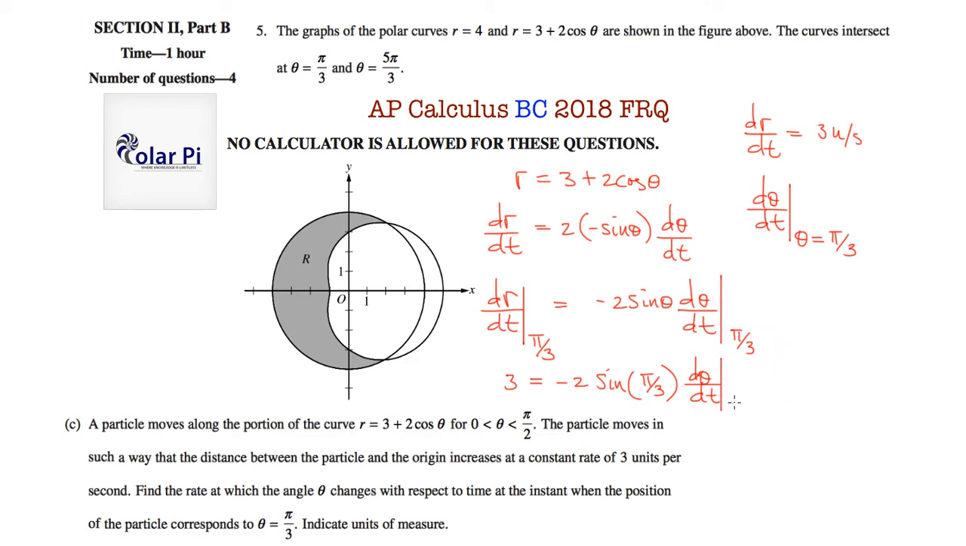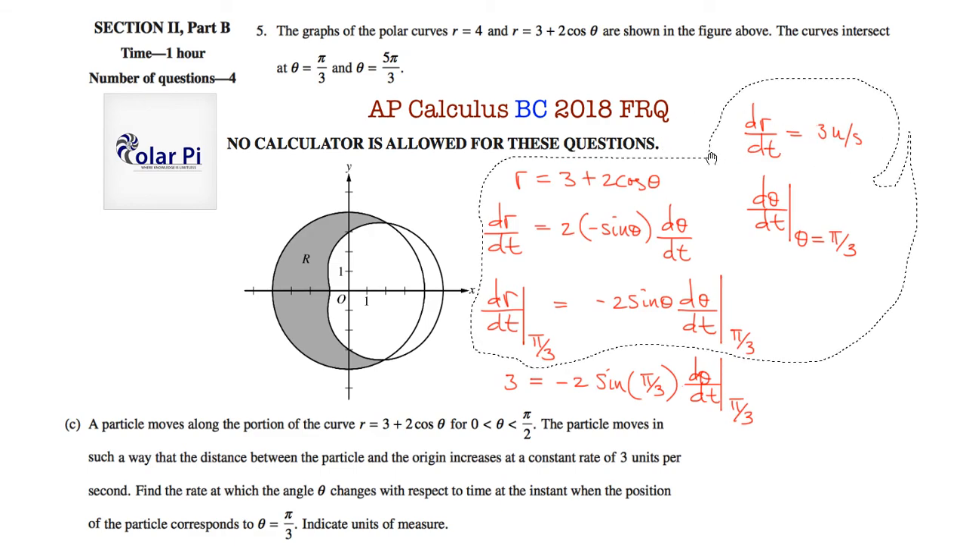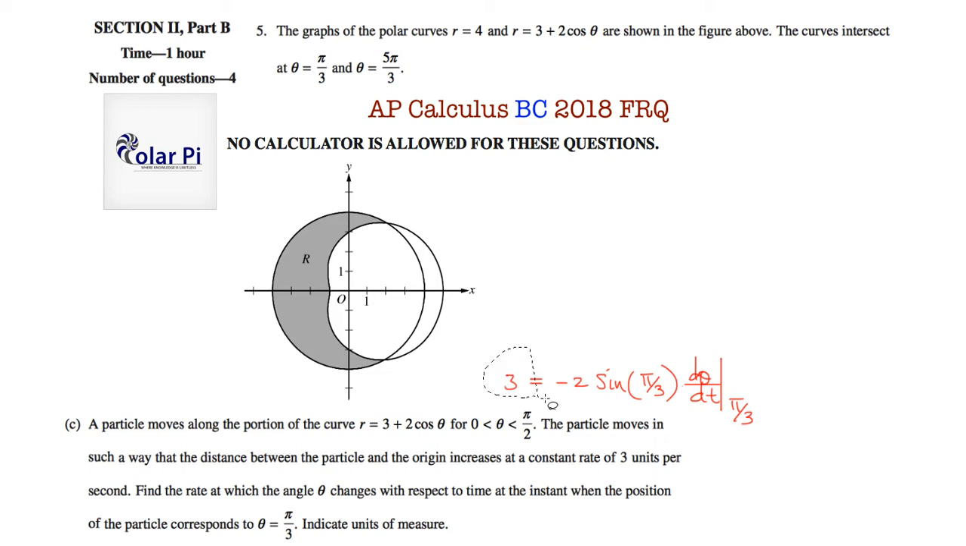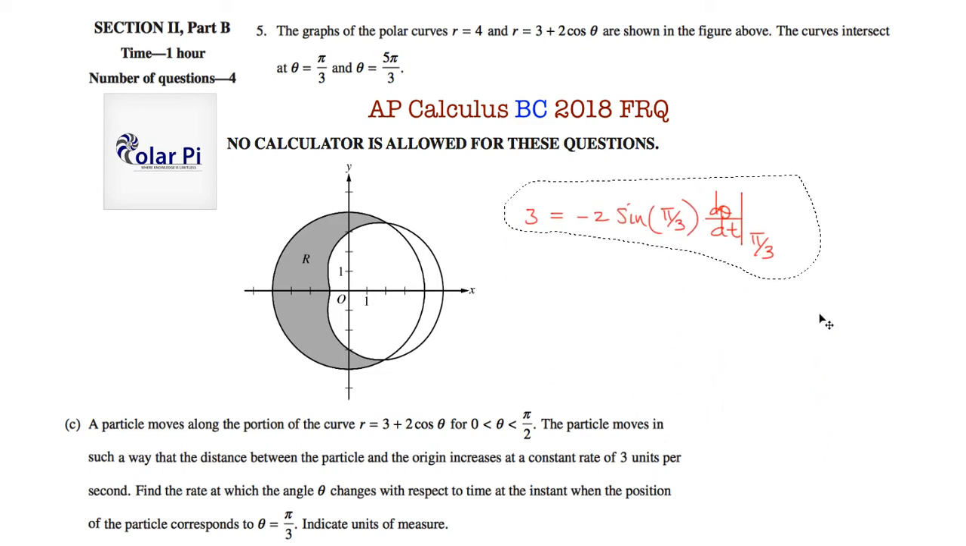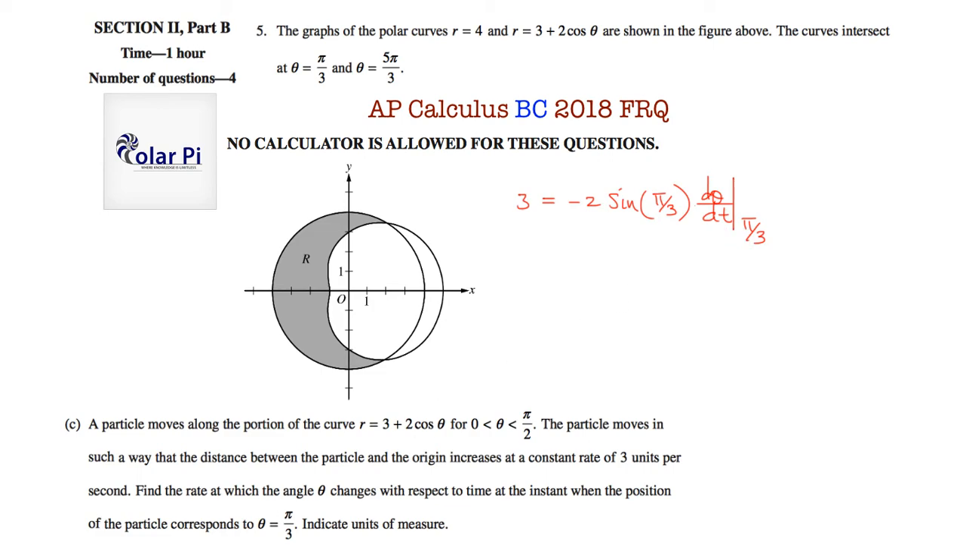Okay, cool. And in this very last equation I wrote, the only thing that's unknown is this guy, so we can solve for it. So let's do this, and what we're after is the only unknown in this equation here. And so sine of pi over 3, remember, is root 3 over 2, so we've got 3 equals negative 2 times root 3 over 2.